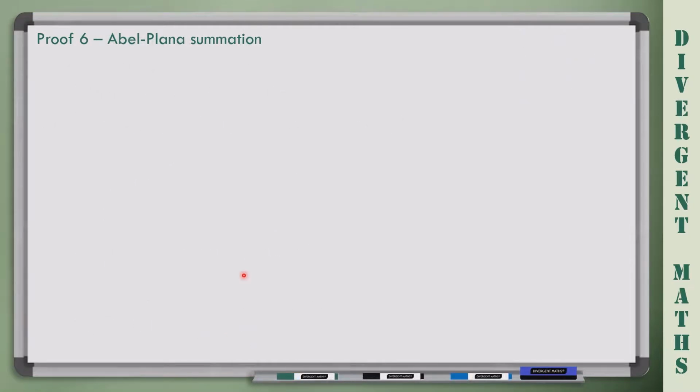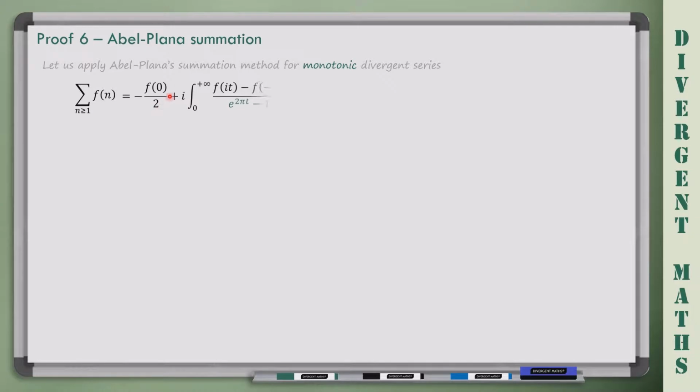Proof number 6, Abel-Plana. So Abel and Plana are two mathematicians from Norway and Italy from the 19th century. So we're going to use their summation that they came up with a few years apart independently. So that's the formula, the Abel-Plana summation, which is a sum from n equal 1 to infinity of the value fn is equal to, it starts like Ramanujan summation, negative 1/2 of the function evaluated at 0, plus i, the square root of minus 1, from 0 to infinity of that expression.